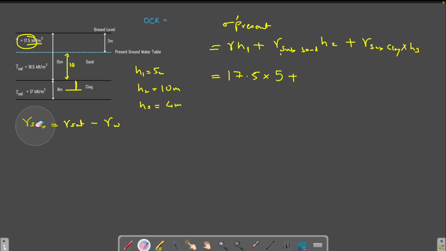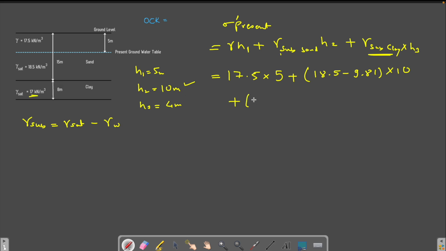Plus, next, who is applying stress? The submerged unit weight of the sand is applying stress. So what is submerged unit weight? It is saturated unit weight, which is given as 18.5, minus gamma W, into H2. H2 is 10 meters. Plus, what is the submerged unit weight of the clay? It is 17 minus 9.81, into the distance H3, that is 4 meters.